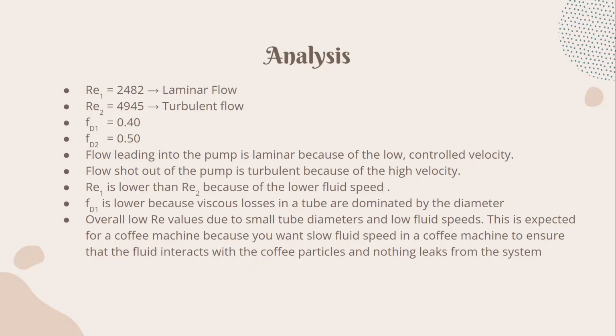Overall, we had low Reynolds number values because of the small tube diameters and low fluid speeds, and this is expected for a coffee machine because you want to have a slow speed to ensure fluid interacts with the coffee particles, and you don't want anything to leak in the system.